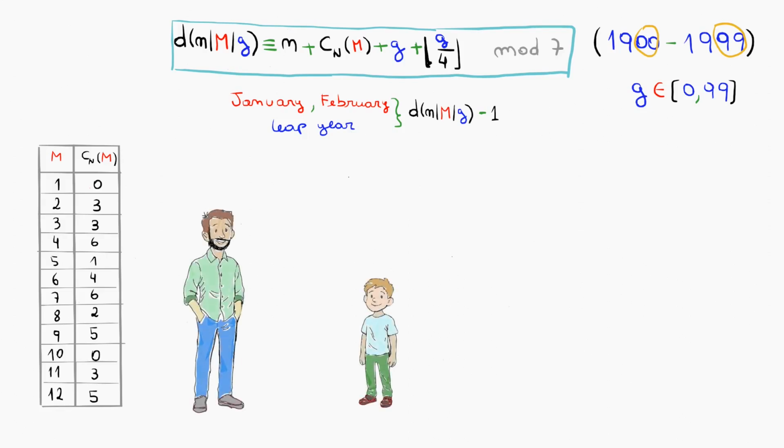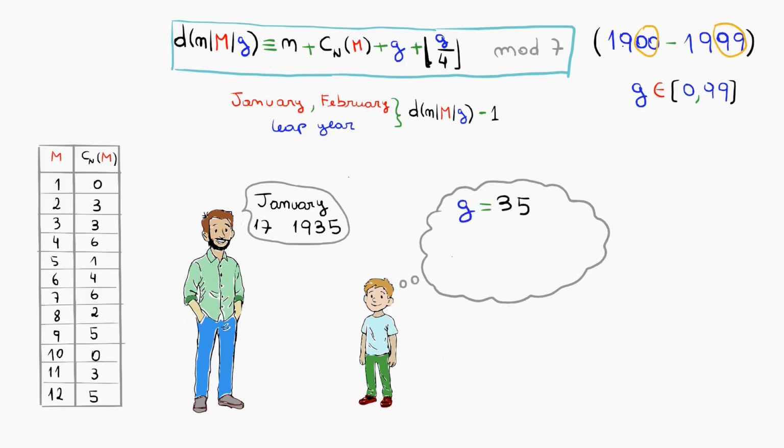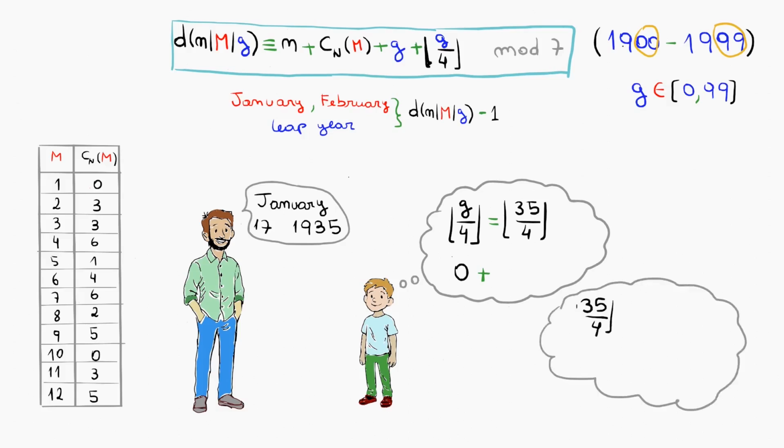Now let's think about how the child could have calculated the date mentally. The YouTuber father told him January 17th, 1935. First, the child could have thought, well, G is 35, which is 7 times 5, so we are left with 0. Now we have to calculate the floor function of G over 4, that is 35 over 4. This seems complicated to do mentally, but it's not if we follow this trick. First, the complexity lies in the fact that 35 is an odd number. The calculation would be simple if the number were even.